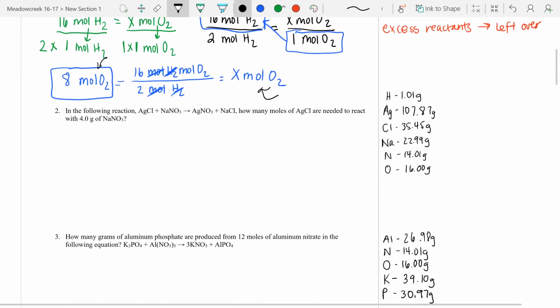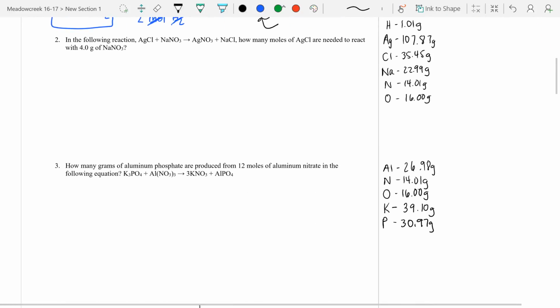Let's move on to problem number 2. Problem number 2 says, in the following reaction, silver chloride plus sodium nitrate produce silver nitrate and sodium chloride. How many moles of silver chloride are needed to react with 4.0 grams of sodium nitrate? Now remember, our 6 steps every single time. The first step is our given. Our given is right here, my 4.0 grams of NaNO3. So I'm going to write 4.0 grams of NaNO3.